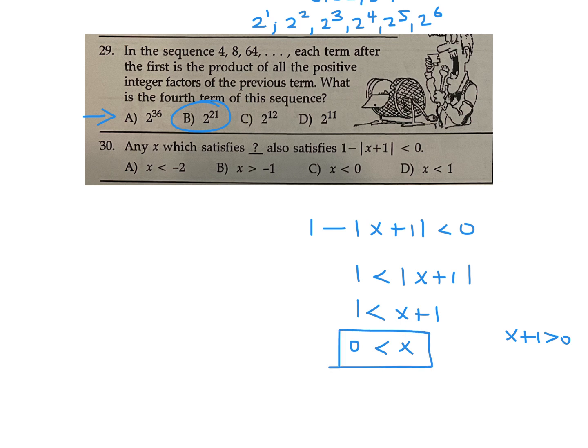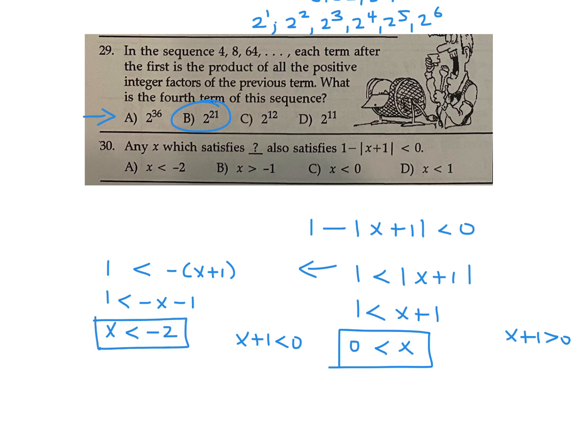And if x plus 1 was less than 0, then this would become 1 is less than minus x plus 1, like that. So that would mean 1 is less than minus x minus 1, so therefore x would be less than minus 2. So these are our two findings, and of those, this one looks to me like answer choice A for number 30.